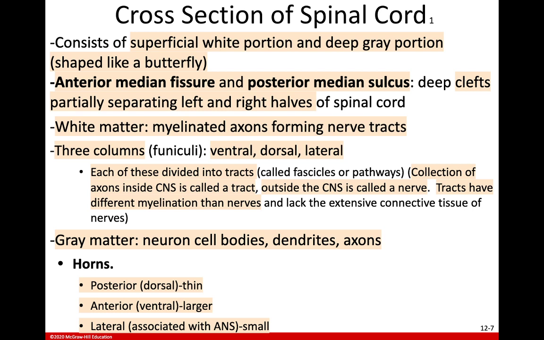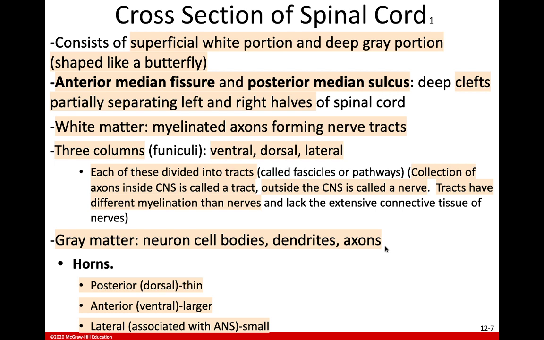Outside the central nervous system, so outside the brain and spinal cord, a collection of axons is called a nerve. In the brain and spinal cord, a collection of axons is called a tract or a nerve tract. The myelination of a tract in the CNS is different than nerves outside the CNS. And I'm not sure we'll talk about how it's different, but it is different. So I guess that's why they have different names.